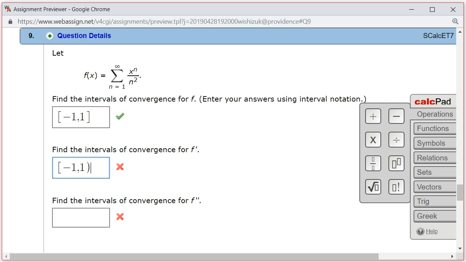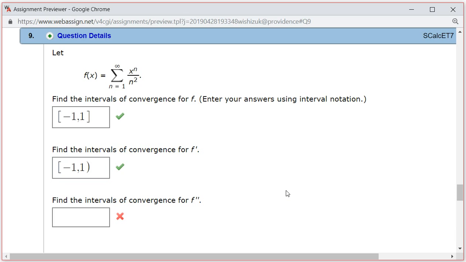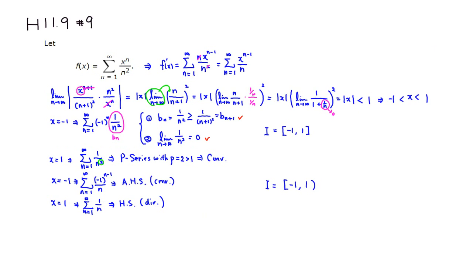All right, let's check the answer. Alright, I came back and it looks like we got the interval of convergence for the first derivative. So let's look at the second derivative. We're going to do the same thing. We're going to have to take another derivative. So f double prime of x is going to be equal to, the summation stays the same and goes from 1 to infinity.